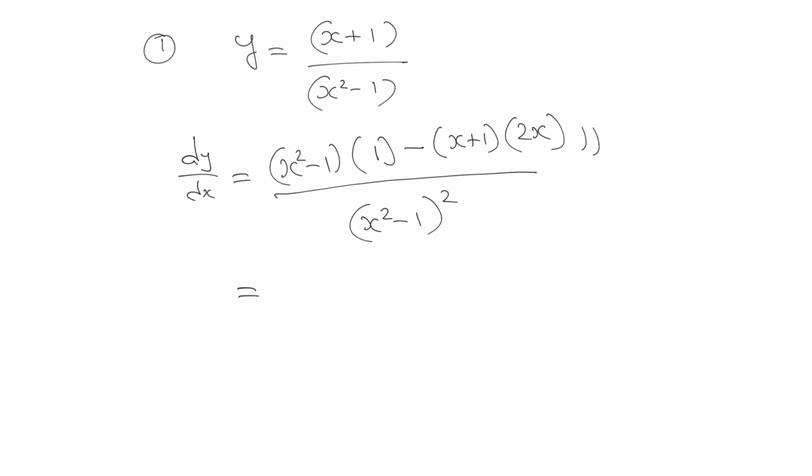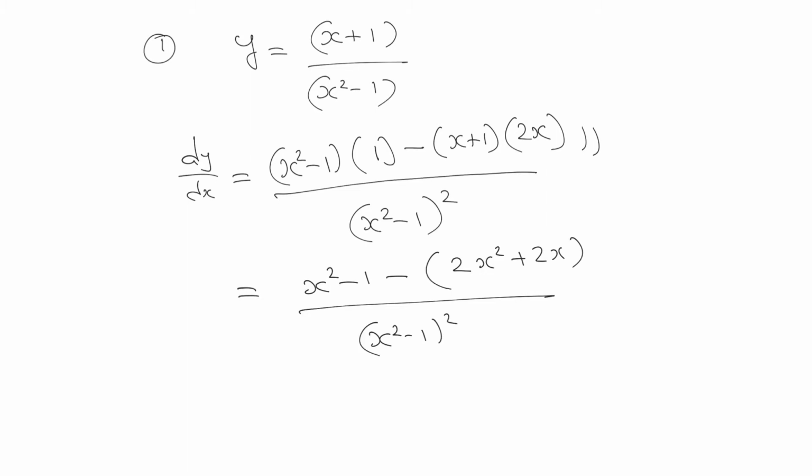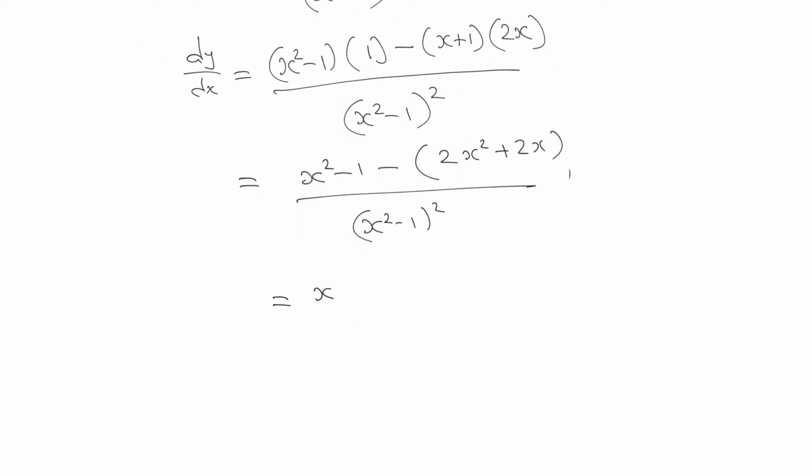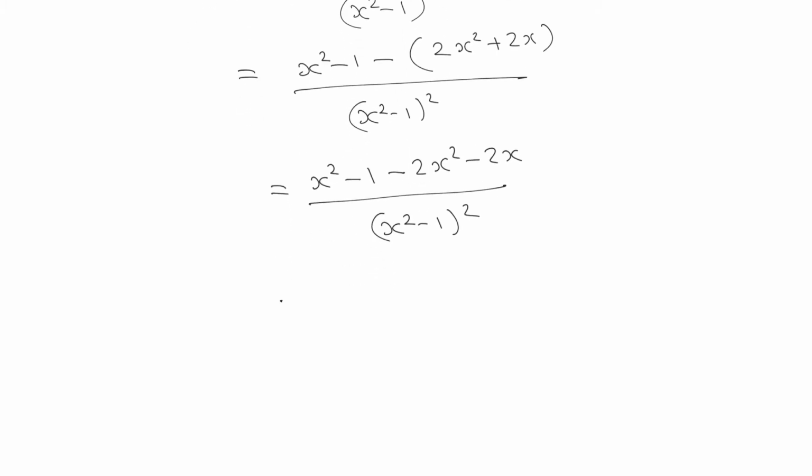So we can find the final answer. We can just rearrange it. It is (x² − 1) minus (2x² + 2x) divided by (x² − 1) the whole square. So this is equal to (x² − 1 − 2x² − 2x) divided by (x² − 1) the whole square. So this is equal to −(x² + 2x + 1) divided by (x² − 1) the whole square.